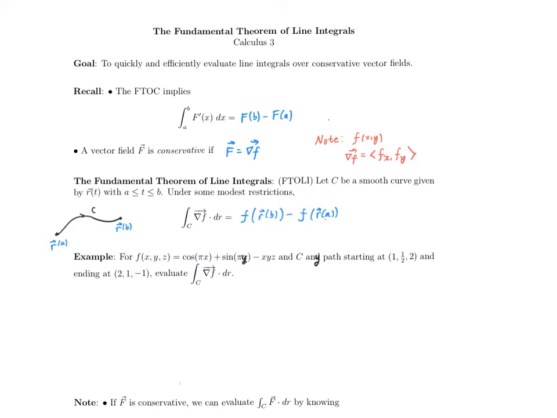So note the similarities between the formula we have for the fundamental theorem of calculus and the formula we have for the fundamental theorem of line integrals. We need a potential function, little f, playing the role of an antiderivative. We evaluate it at the end point of the curve. We subtract away that function evaluated at the start point of the curve.